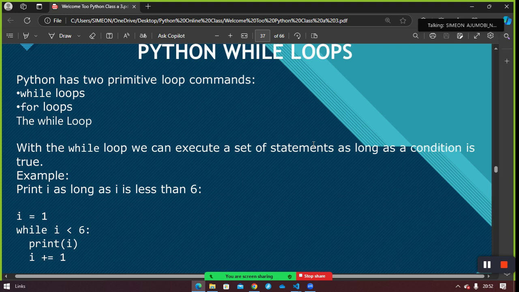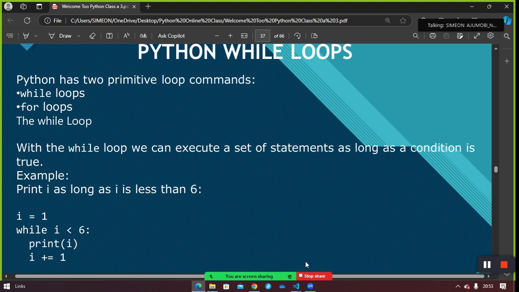Now let's continue. This loop is particularly useful when the number of iterations is not known beforehand. You can't guess the number of times you want to iterate. You understand? So the condition needs to be evaluated at each iteration. Every time this loop runs, it needs to check if the condition is true.